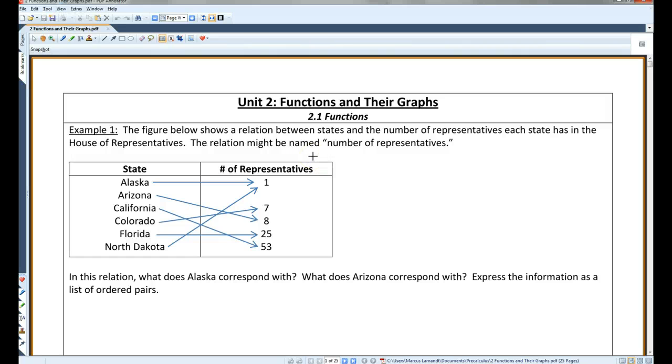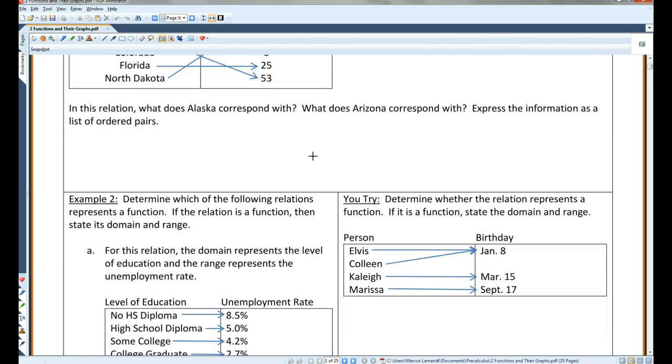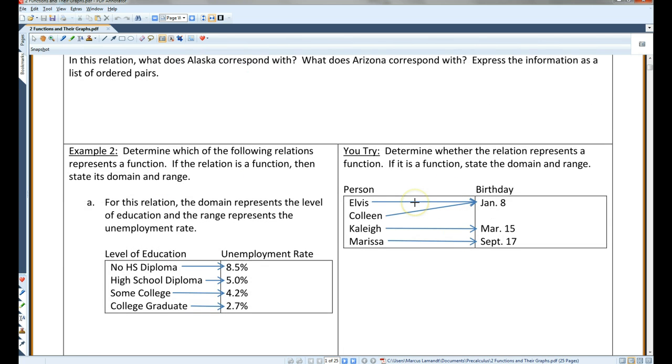Alright, you guys, Unit 2, Functions and their Graphs. I am going to mention this in class. One change I would like to make in this unit that we didn't do last unit. Anytime you see a U-try, I would like you to try that problem while you're doing your notes. So whenever you get to a U-try, pause the video and then see if you can do the problem.